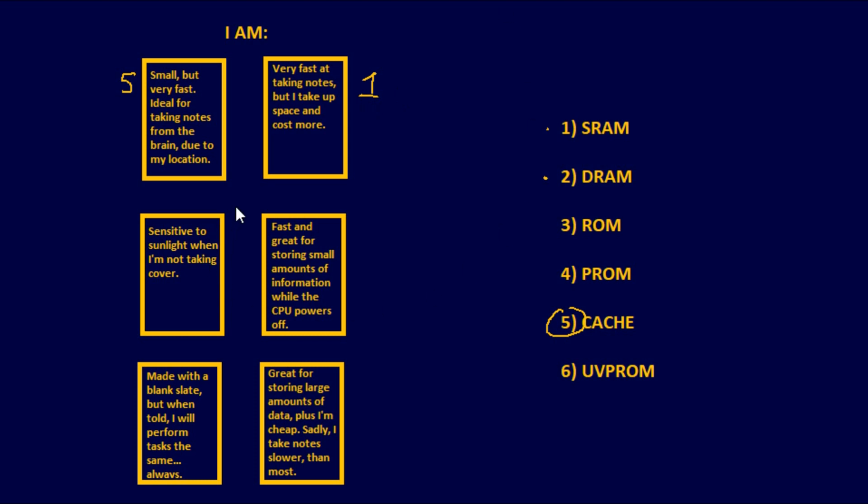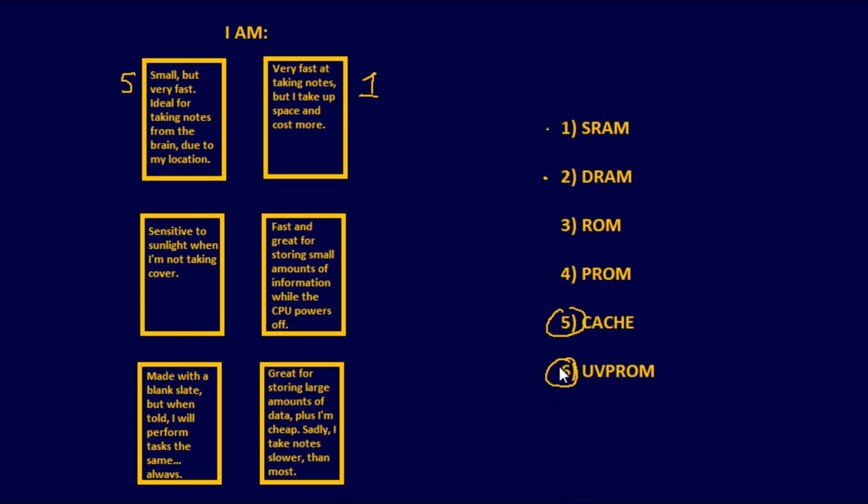All right, next one. I am sensitive to sunlight when I'm not taking cover. Well, right away, I'm going to say that's pretty much a freebie because, like we talked about on the PowerPoint slide, when you have ultraviolet programmable read-only memory, anytime you take the piece of tape off, you can expose it to light, or in this case, ultraviolet light, which is sunlight.